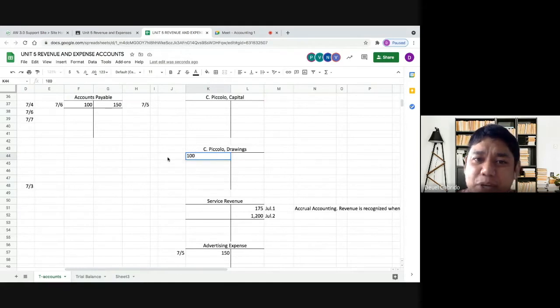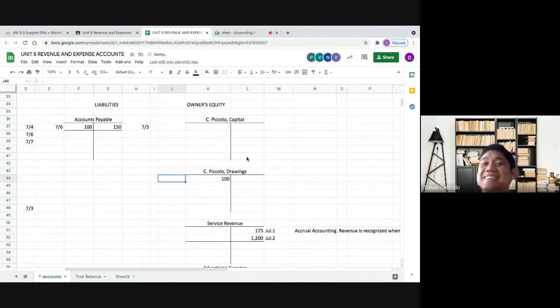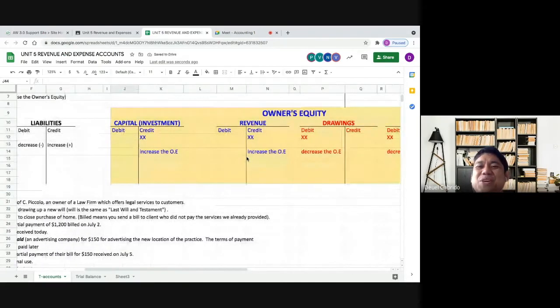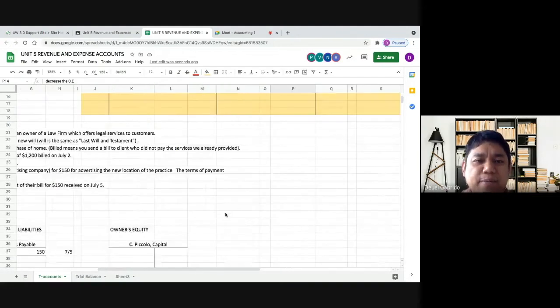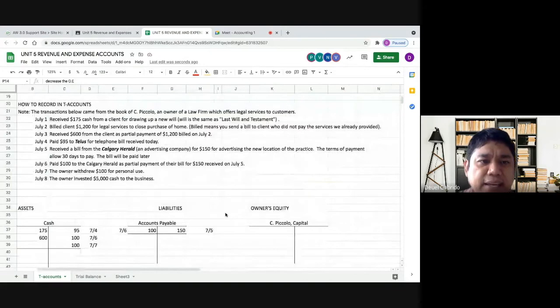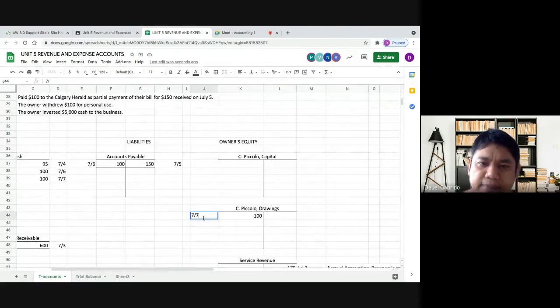Because what's the effect of drawings on the OE? Increase or decrease? Look. Drawings can decrease the OE. So the rule here, guys, is if it's drawings and expenses, just put in your mind, they are always debit, because the effect of that is it can decrease the OE. Always debit for drawings and expenses. So how much is that? It's 100 and the date is July 7. Drawings is 7/7.